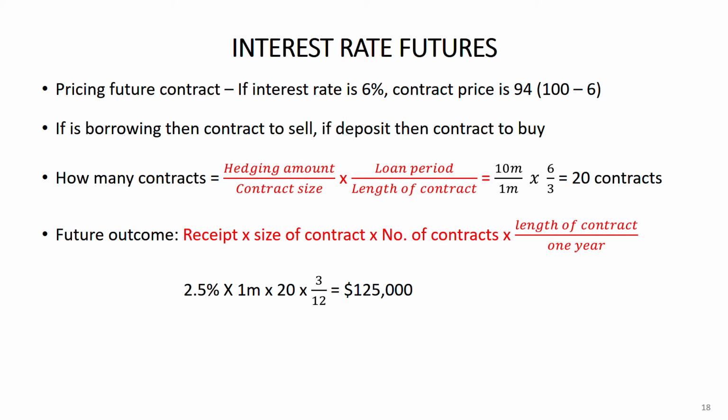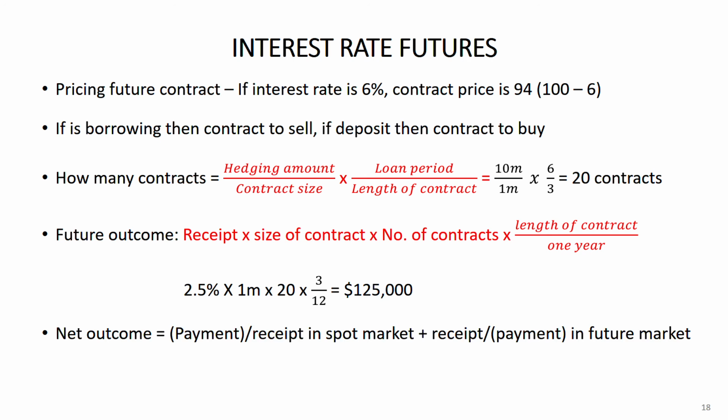Right? And length of contract. Which contract? Not the loan period, not that 6 months. The length of the future contract is 3, out of that 1 year. So 3 over 12, into this, you are getting 125,000 as future outcome. Right? Net outcome. Here also net outcome is important. This way we calculated net outcome under currency futures.